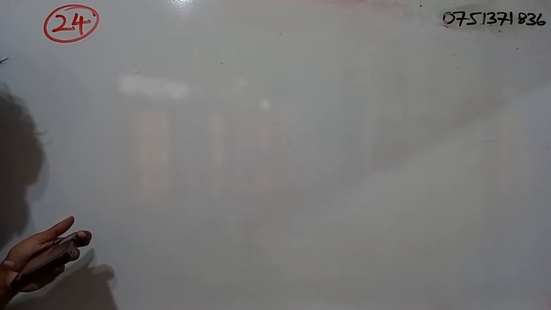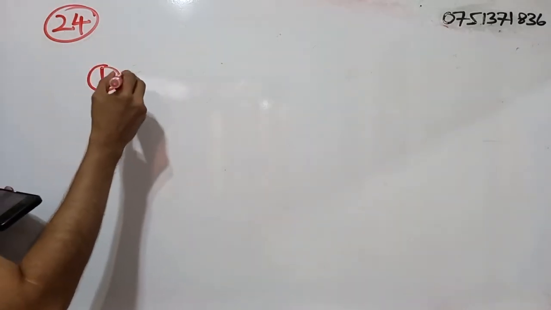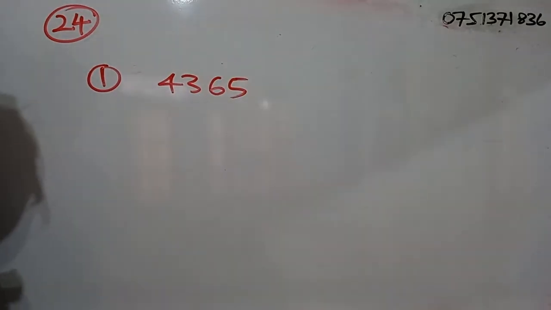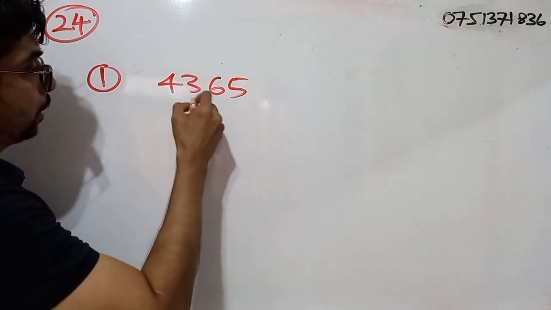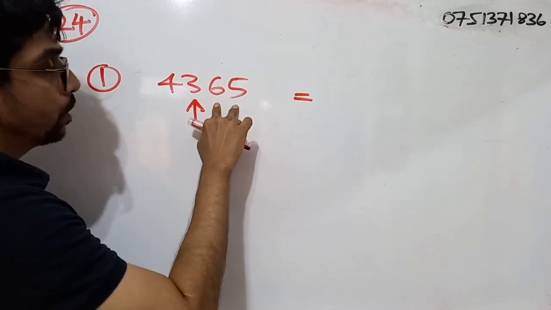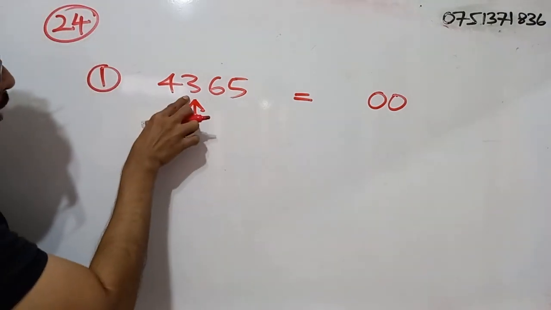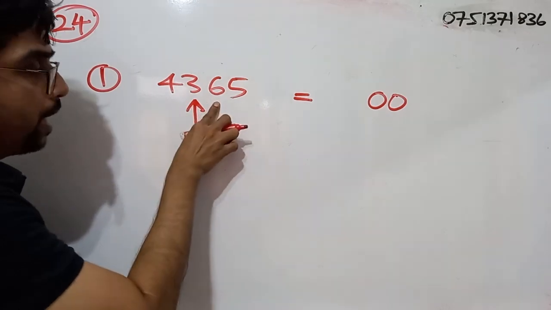Right, question number 24. So we have been given two numbers. Round off the following numbers to the nearest multiple of 100. So the first number is 4365. Okay, so nearest 100, no? So the 100's place is here. The first thing is, we need to put 2 zeros to these numbers. Then this is the 100's place, no?